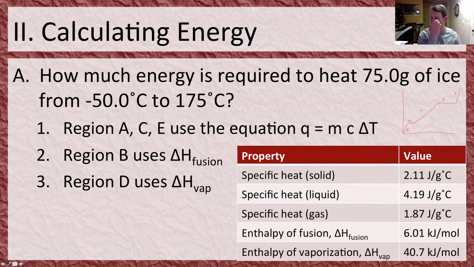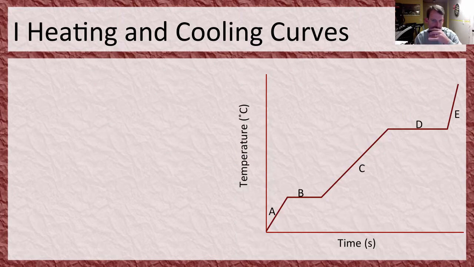So at this point, I want you to give this a shot on your own. Hit pause on the video. When you come back, I'll work through it with you. But see if you can figure out how to take this 75-gram sample of ice from negative 50 to 75. All right, let's do this thing.